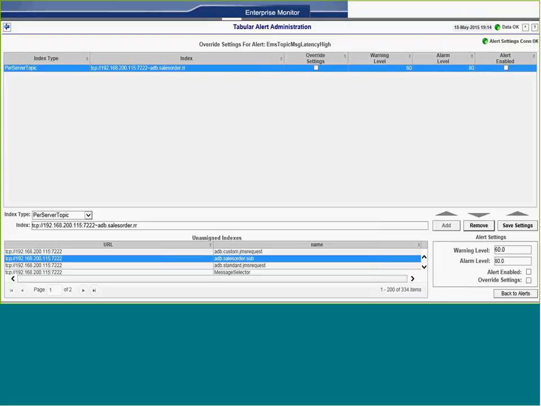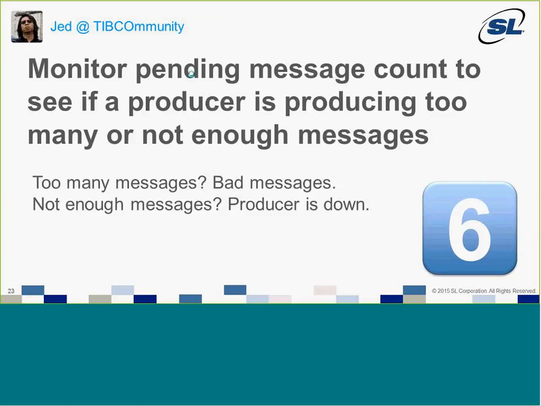So here's an alert. What we've been able to do is understand that the particular application is sensitive to latency. So instead of the normal global settings, we've gone in and tuned the alert so that it's much more sensitive than is normal. And we thank Jed again for this. Jed, great guy.